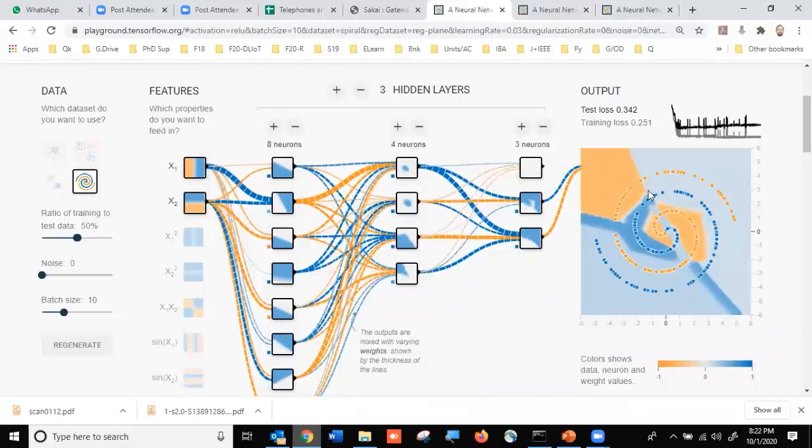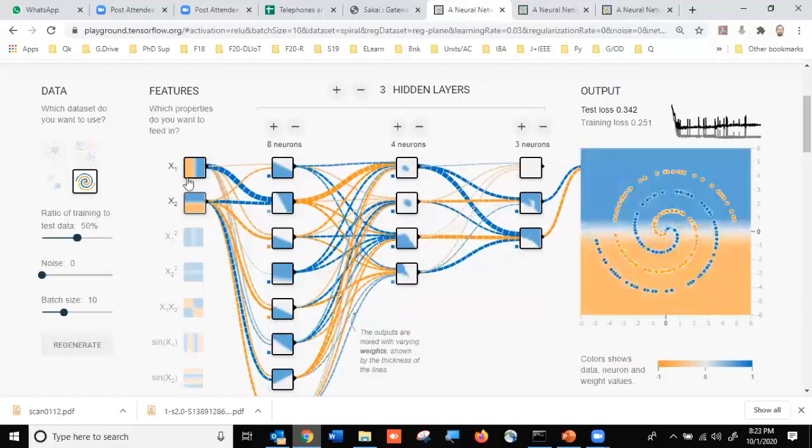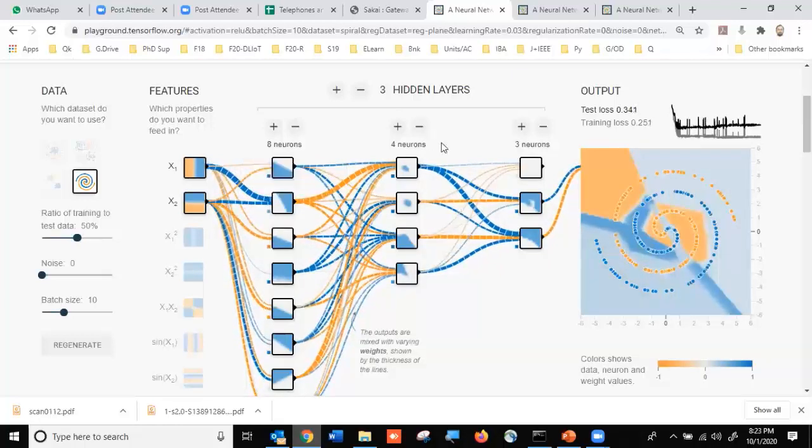Yes, so you would have 1024 by 1024. If it's 1000 by 1000, you would actually present it 1 million inputs. So yes, a million features, each one of them representing 1 point on your bitmap.